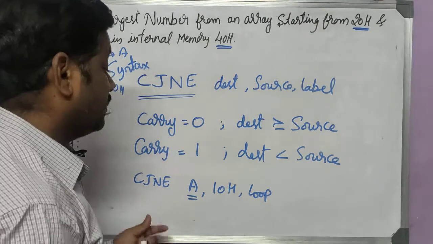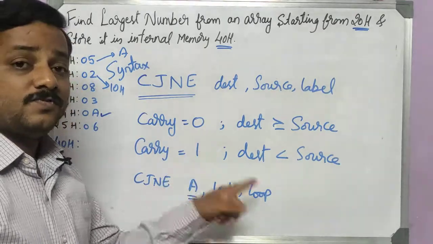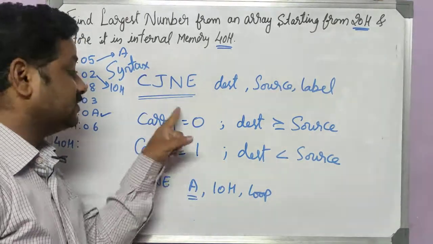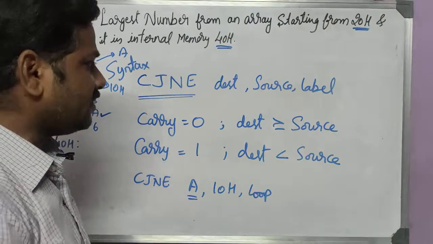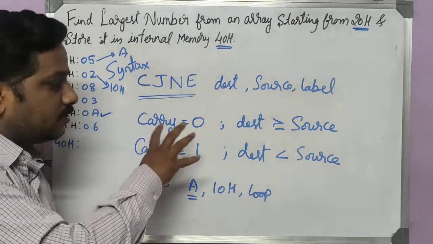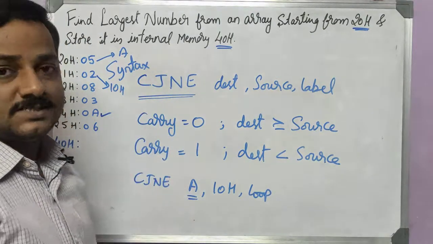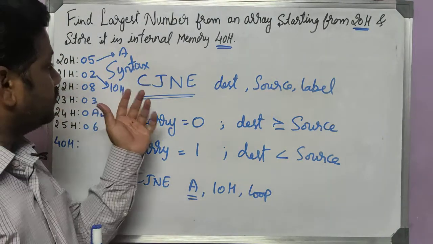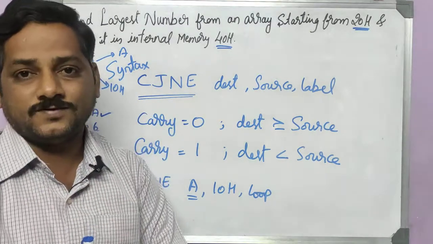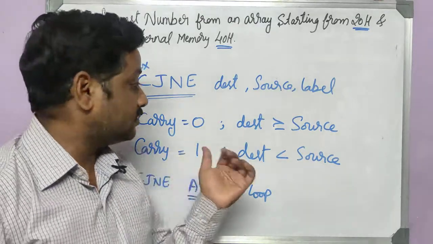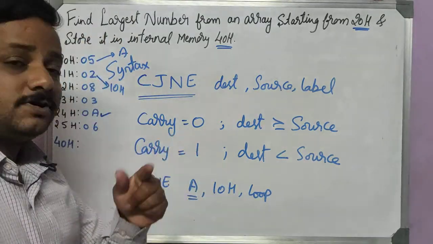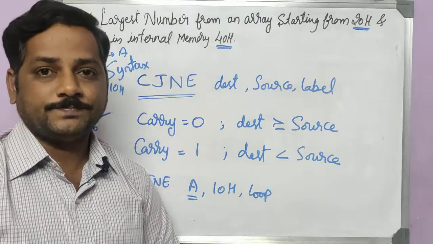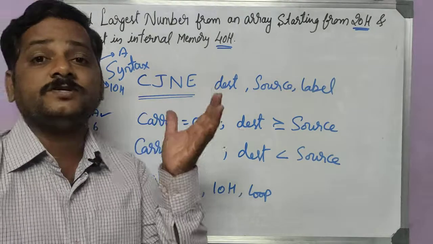That is the concept. And it is not only jumping. Before jumping, it will make changes in the carry flag also. So now let's see how I can use all this concept to find the largest number. Let's have a look at that. I think the concept is clear to you, though I have not explained the logic clearly yet. But I have explained what we need to do.